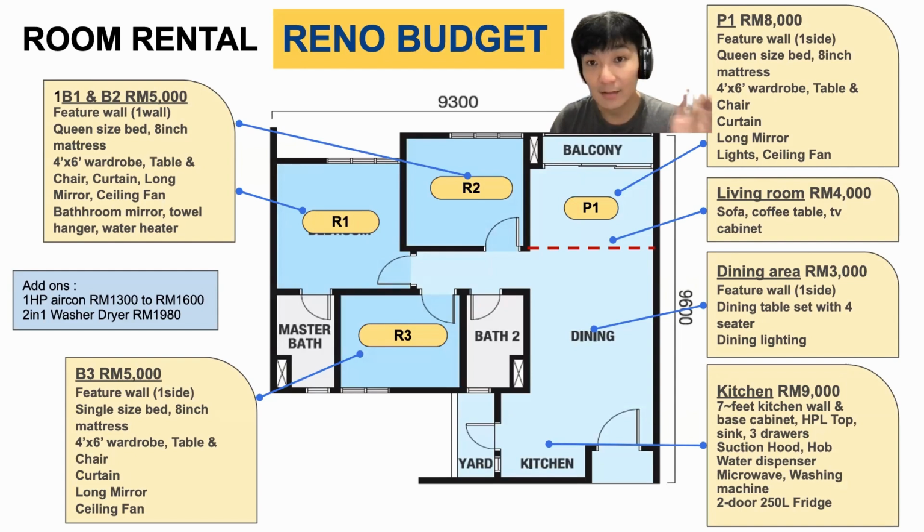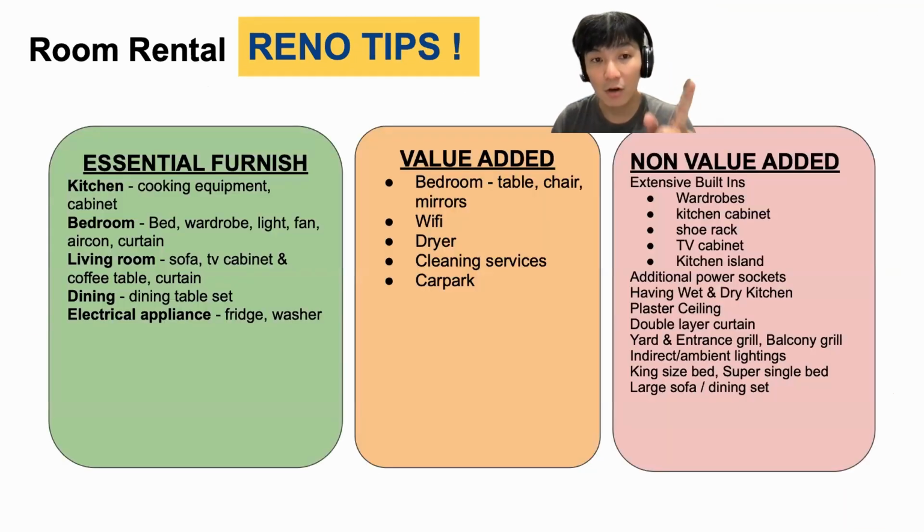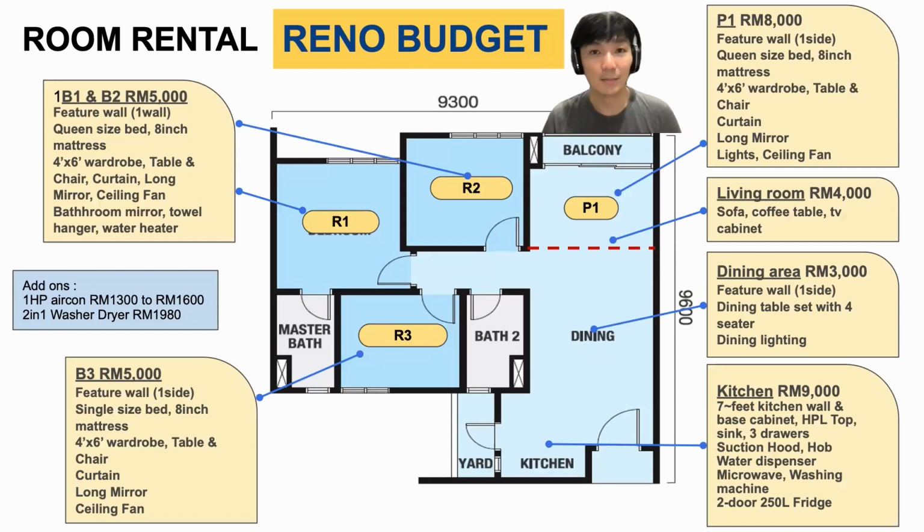So these are the things that based on essential and value add. I don't put non-value added items inside. So P1 is the partition room. So same thing, you can see feature wall, queen size feature wall.